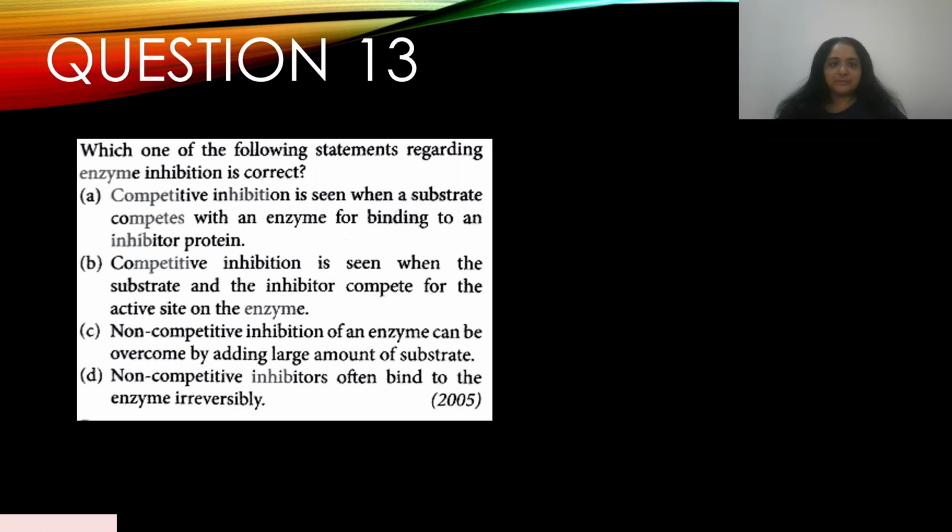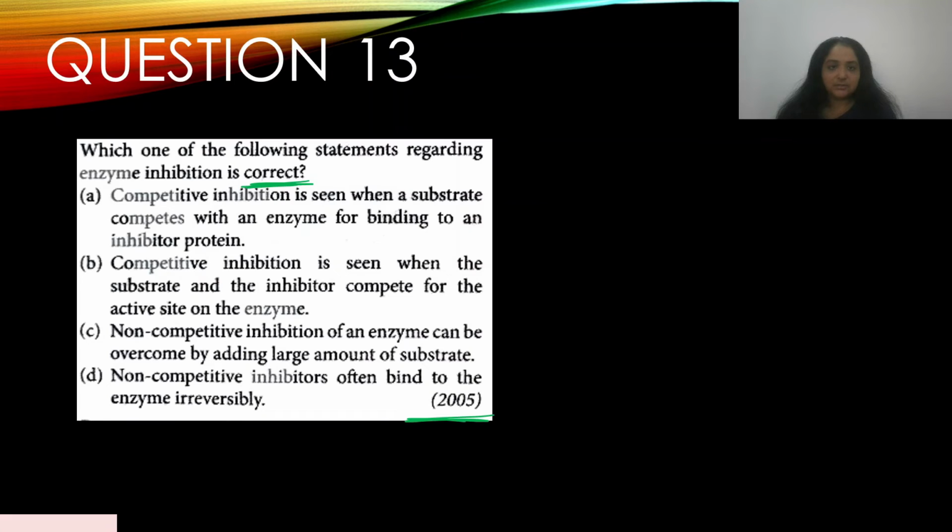Okay, so question number 13. Which one of the following statements regarding enzyme inhibition is correct? Here's another question based on inhibition. This came in the year 2005. A, competitive inhibition is seen when a substrate competes with an enzyme for binding to an inhibitor protein. So to find the correct statement. It doesn't compete with an enzyme, so A is incorrect. B, competitive inhibition is seen when the substrate and the inhibitor compete for the active site on the enzyme.